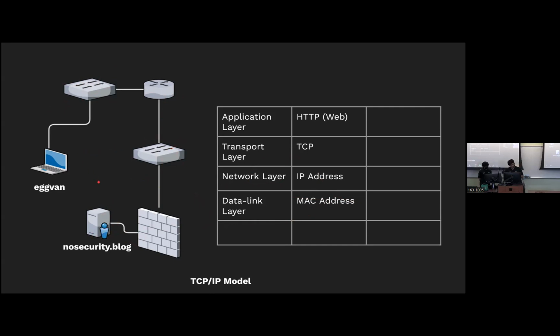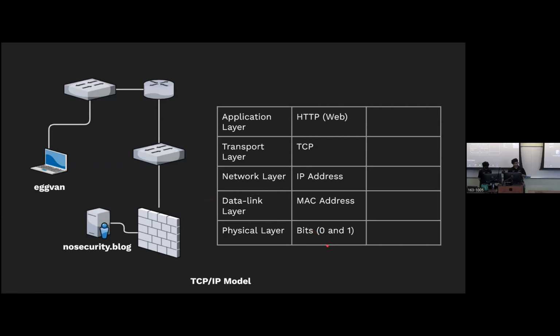As for the data link layer, the MAC address: let's imagine there are other devices connected to the switch, and we use the MAC address to identify each host machine. So let's say Jacob or ChatGPT is connected and Eggvan wants to get in touch with him. Well, they'll use the MAC address to reach that device.